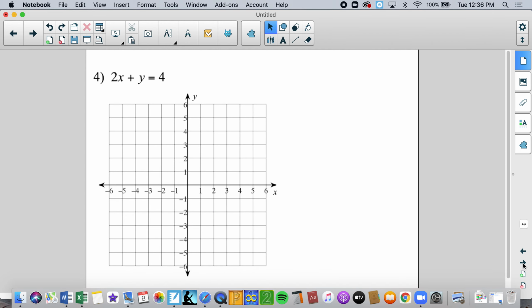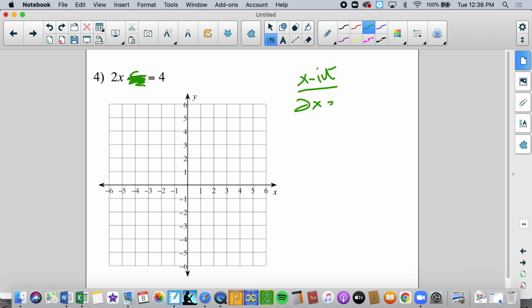Number 4. Now we can see this. This one's a little bit easier. We see that the x-intercept is going to be 2 and the y-intercept is going to be 4. So you'll start seeing, you'll see it a little bit easier. So you get x-intercept 2x equals 4 divided by 2, and we get x equals 2. That point is 2, 0.